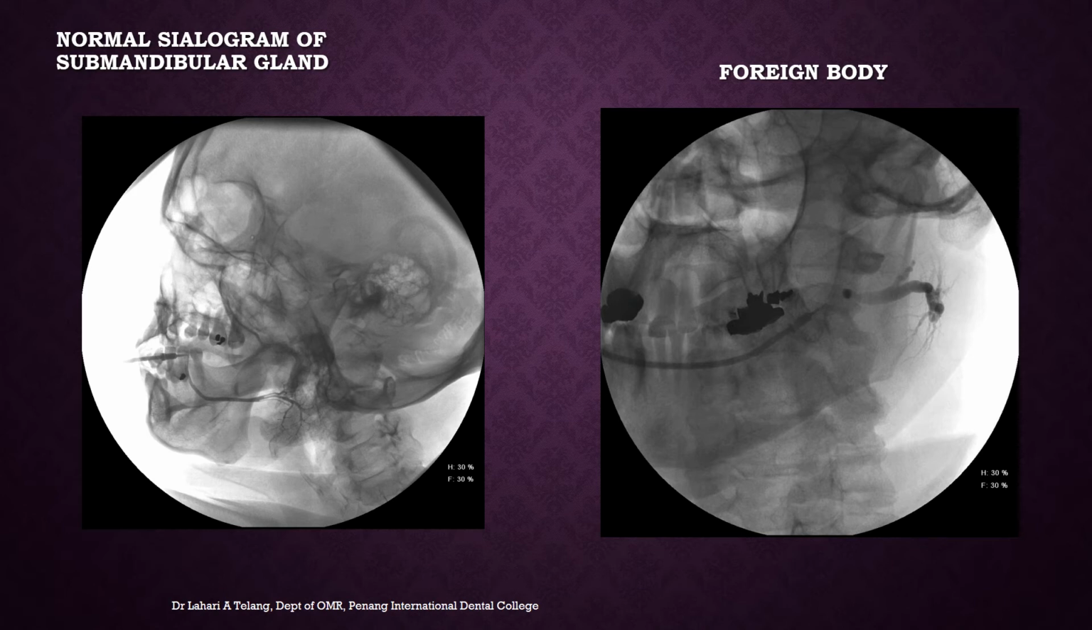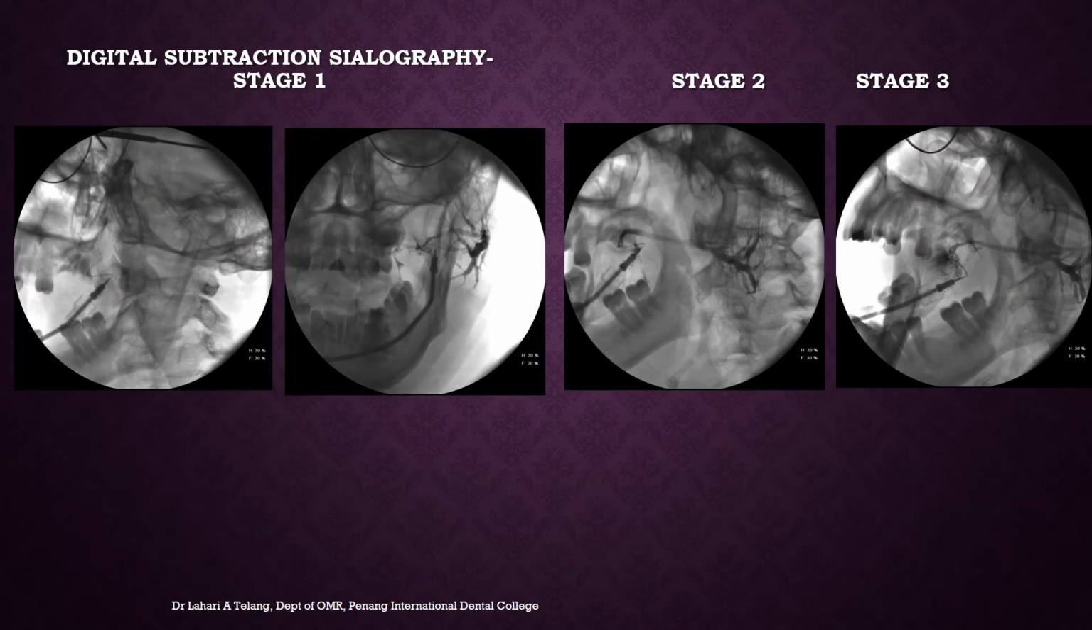This is the appearance again on a sialogram or after sialography of a normal submandibular salivary gland. You can see the leafless tree appearance, the duct and its entire ductal system and the branches. When there is a foreign body, you will definitely see that there is obstruction. If digital subtraction sialography is performed, this would be the stages of the sialography, and you will be able to see the dye slowly filling out within the ductal system, and it completely fills out here. So this is the injection of the sialography dye.